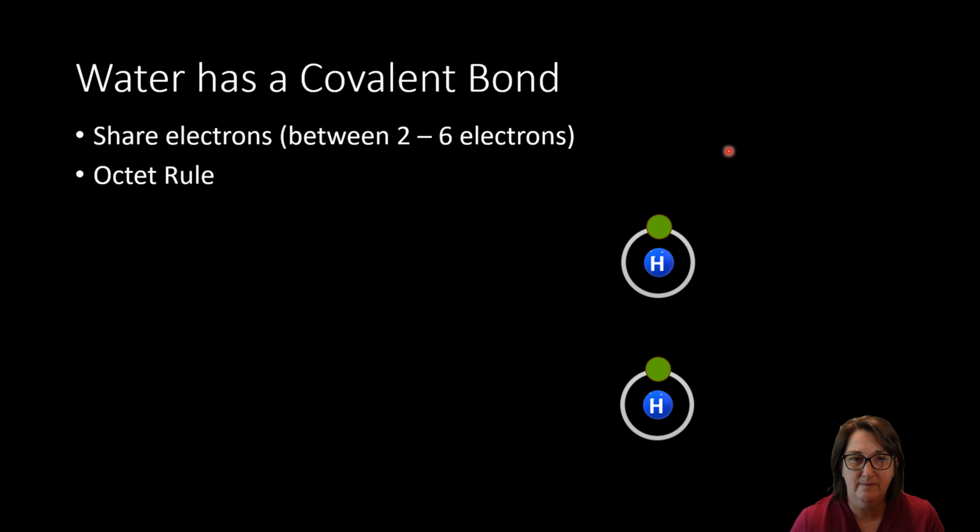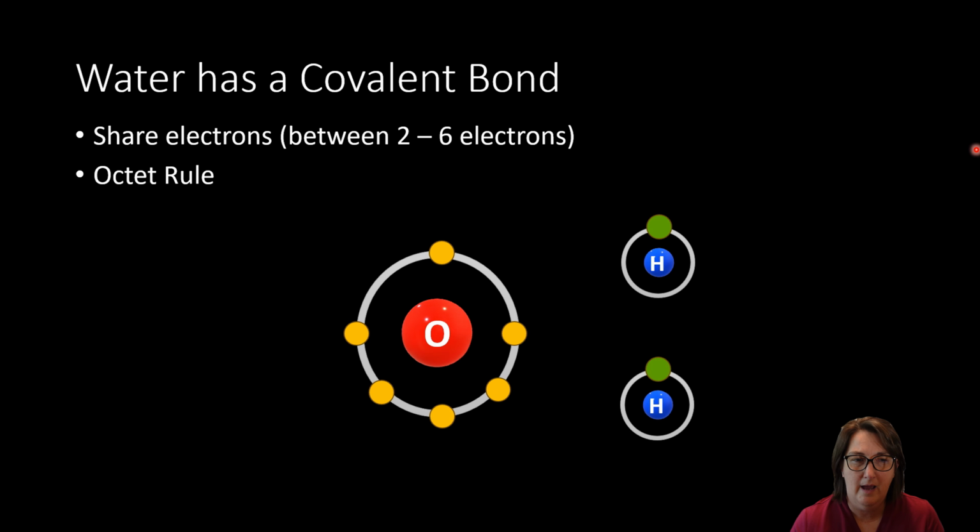Here I have hydrogen. Hydrogen has 1 electron each. When I look on the periodic table, hydrogen has an atomic number of 1, so that means it has 1 proton and 1 electron. I have oxygen. Oxygen has an atomic number of 8, but it has 6 valence electrons: 1, 2, 3, 4, 5, 6.